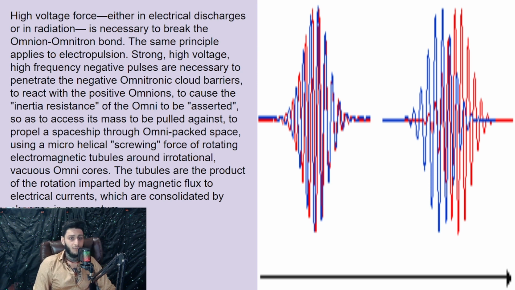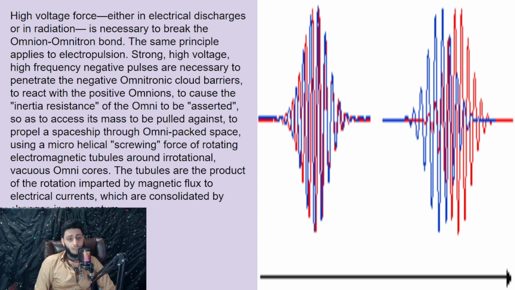High voltage force, either in electrical discharges or in radiation, is necessary to break the Omnion or Omnitron bond. The same principle applies to electropulsion. Strong high voltage, high frequency negative pulses are necessary to penetrate the negative omnitronic cloud barriers, to react with the positive Omnions, to cause the inertia resistance of the Omni to be asserted, so as to access its mass to be pulled against to propel a spaceship through Omnipacked space using microhelical screwing force of rotating electromagnetic tubules around erosional vacuous Omnicores.